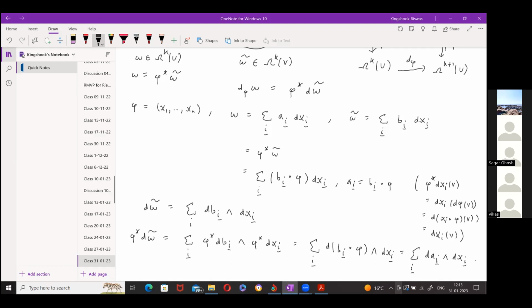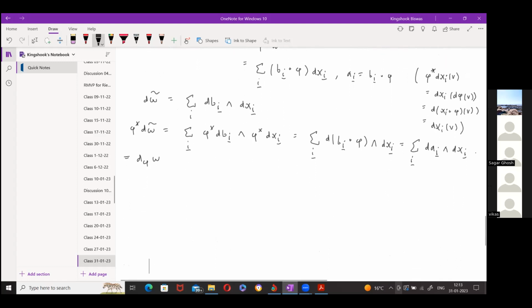Okay. Is this clear? So this is our phi star of d omega tilde. This is our d sub phi of omega. This is our exterior derivative computed in a chart, right? It's just given by the same formula as in Rn, the sum over I bar of dai bar wedge dxi bar, right? Okay.